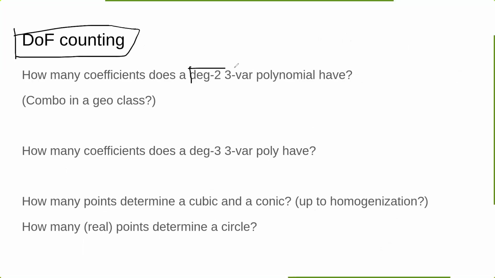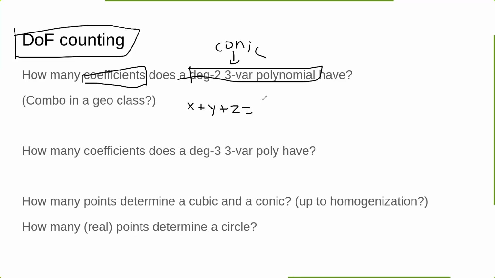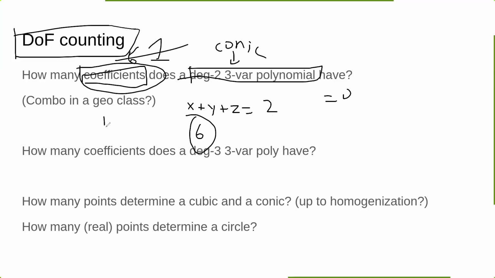If you have a degree 2 three-variable polynomial, so this is just a conic, right? Then how many coefficients does it have? Well, you just solve like this, right? It has 6 coefficients. And this means that up to scaling, since it's homogenized and equal to 0, you can just scale one of these to be 1. So we actually only have 5 degrees of freedom. And hopefully this makes sense, because if you have a conic, you can draw a conic through any 5 points, right? So yeah.